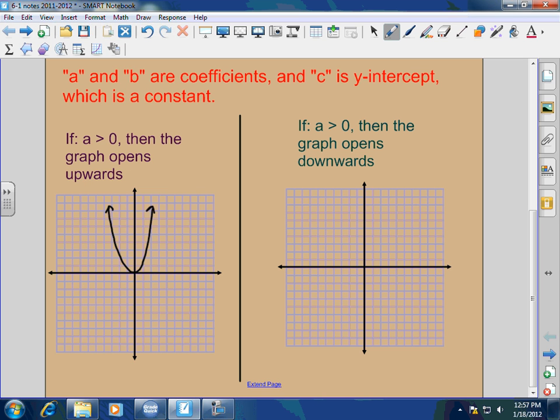You can have a parabola over here, opening upwards. You can have a parabola over here, going through the x-axis, opening upwards. You can have one over here, opening upwards. You can have one over here, not going through the origin, opening upwards. So the placement of the parabola is not determined by the a. No way. All the a is telling you is that this U is going to open upwards. It's going to go up.